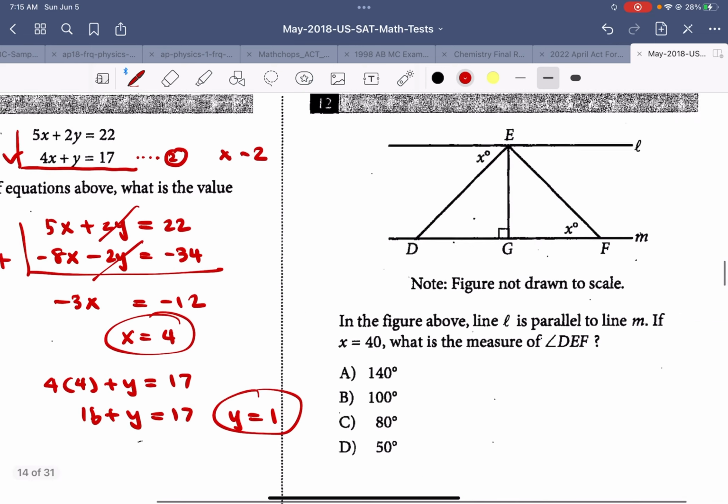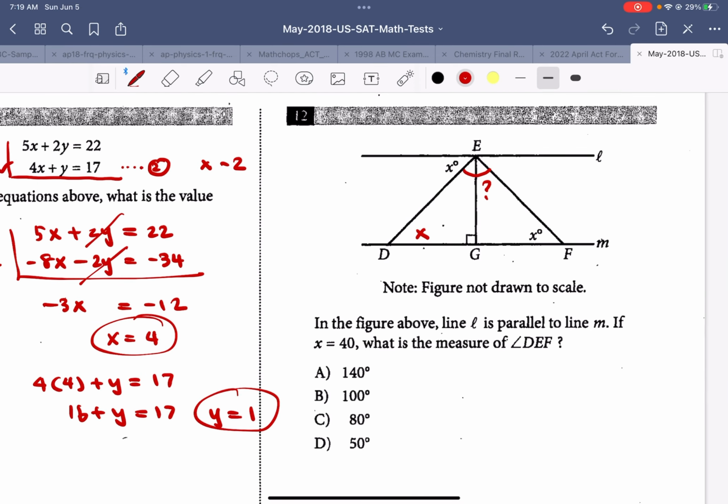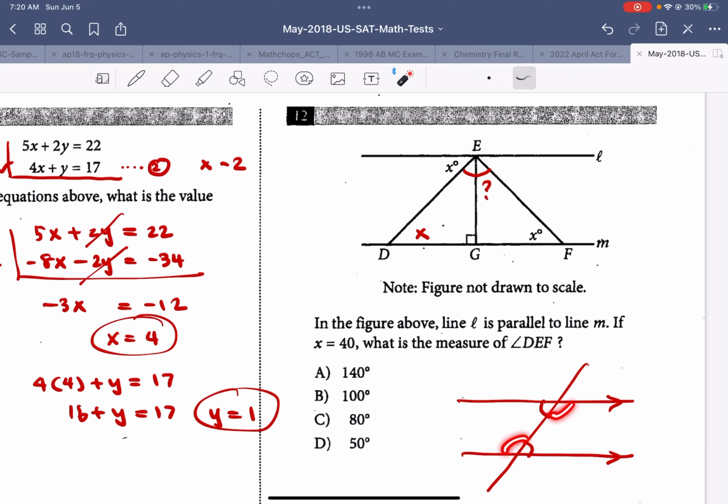Okay, let's move on. In the figure above, line L is parallel to line M. If x is 40 degrees, then what is the measure of DEF? If you have 2 parallel lines cut by a transversal, this angle pair, we call alternate interior angles. They are congruent. Also, you have other alternating angles. This one is also congruent. Okay, and this one is also congruent by corresponding angles.